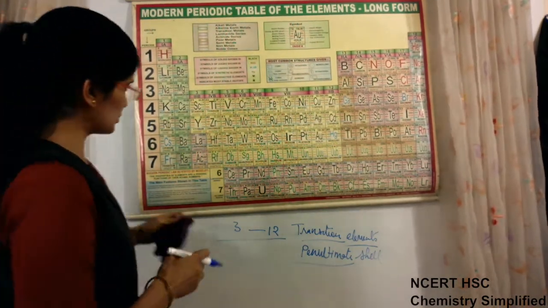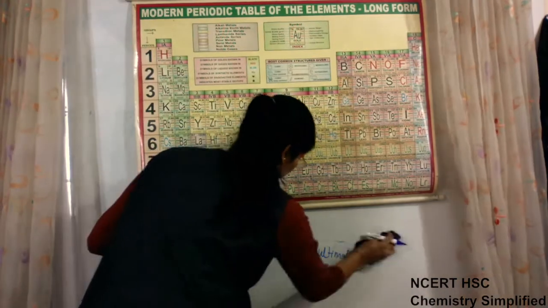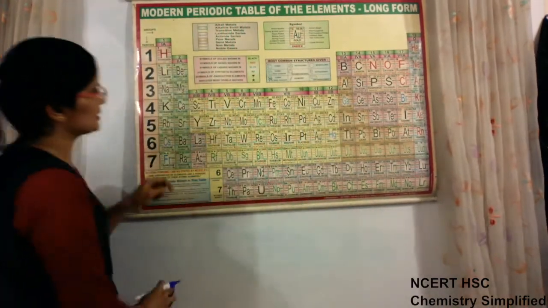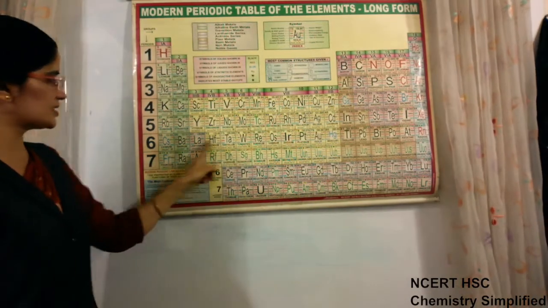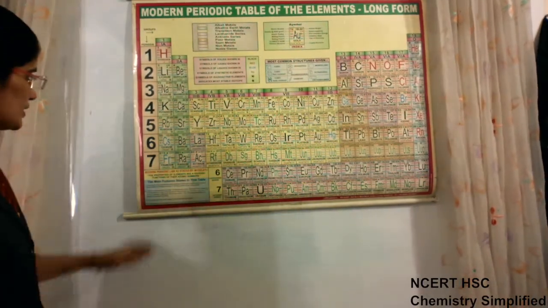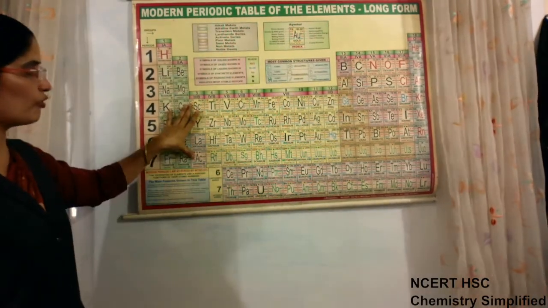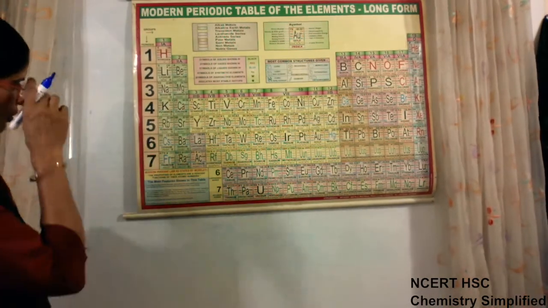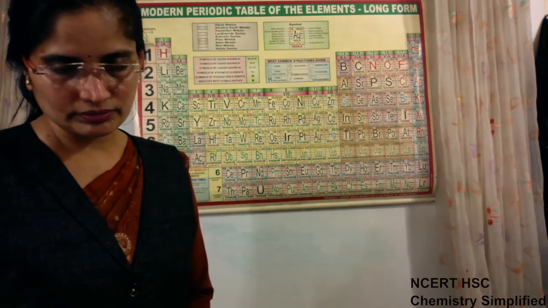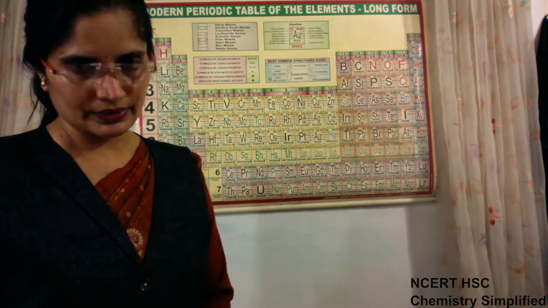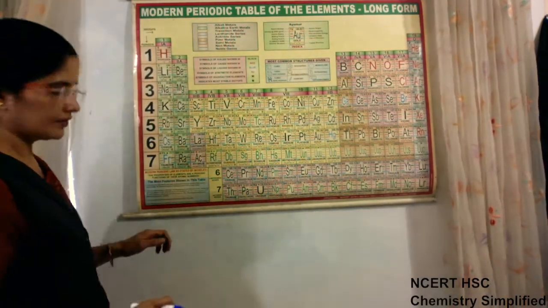Now if we talk about electronic configuration for these, this is the first transition series, second transition series, third transition series, and fourth transition series. So we have in all 4 transition series or 4 transition periods. Can you please repeat the definition? Just 1 minute. Okay, repeating.